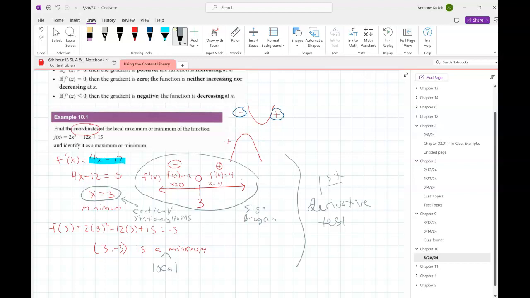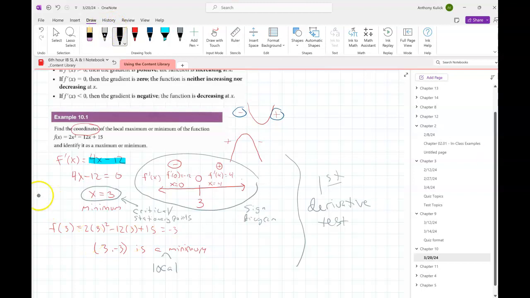Now, since this is a quadratic, I do know that that is the global, but the first derivative test itself is not going to tell the difference between a local and global. So at best, we can say it's local. Everybody okay?